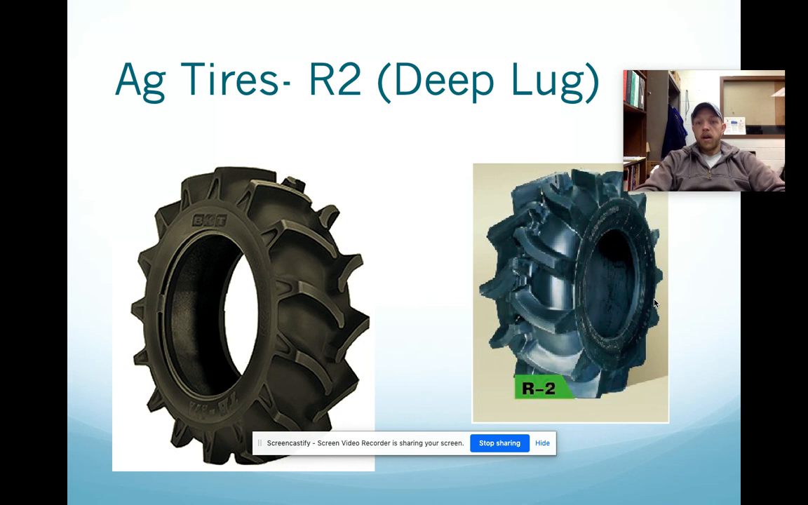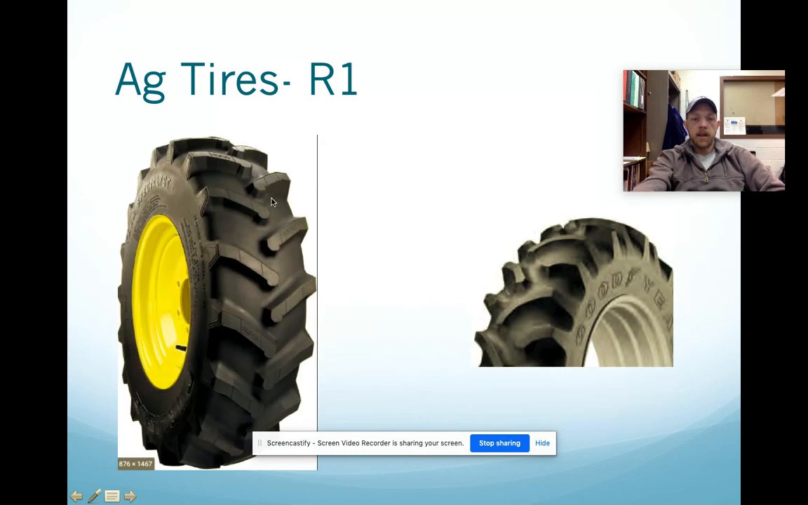R2 ag tires are deep lug, which means that lug is significant. Typically, it's going to be over 2 inches from, I went to point at the screen. Good job, Anderson. From this base of the tire to the actual top of the lug. They're going to be at least 2 inches. When we look at an R1, most of the time they're going to max out at about 2 inches.